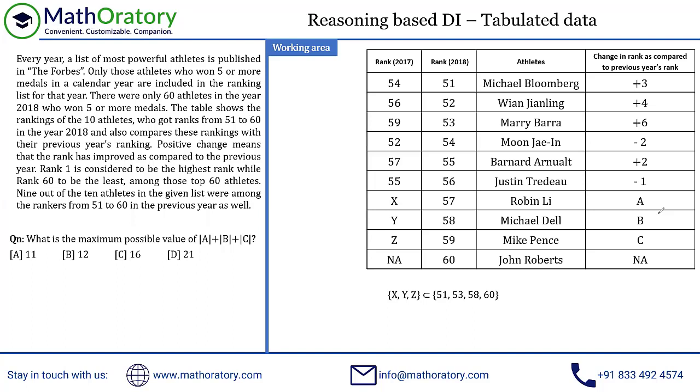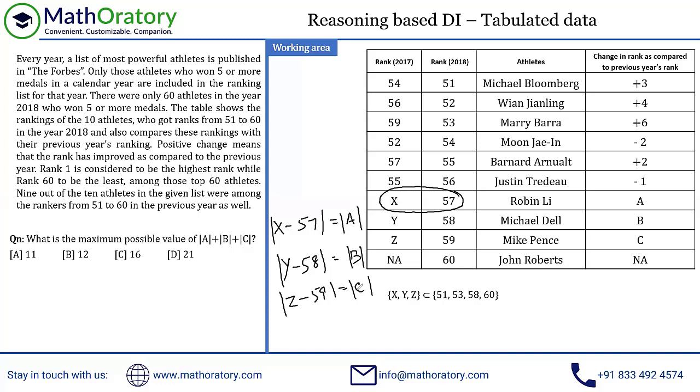This ABC, by the way, I hope you didn't forget, are basically the change in rank from 2017 to 2018, right? So for example, this X and 57, the difference will be mod of A. Whatever is the difference of X and 57, that should effectively be our mod of A. Similarly, this Y minus 58, mod, will be mod of B. This Z minus 59, mod, will be mod of C. So this is what we are looking for, right? In order to maximize the differences, we'll try to keep these values as far away from these three numbers as we possibly can.